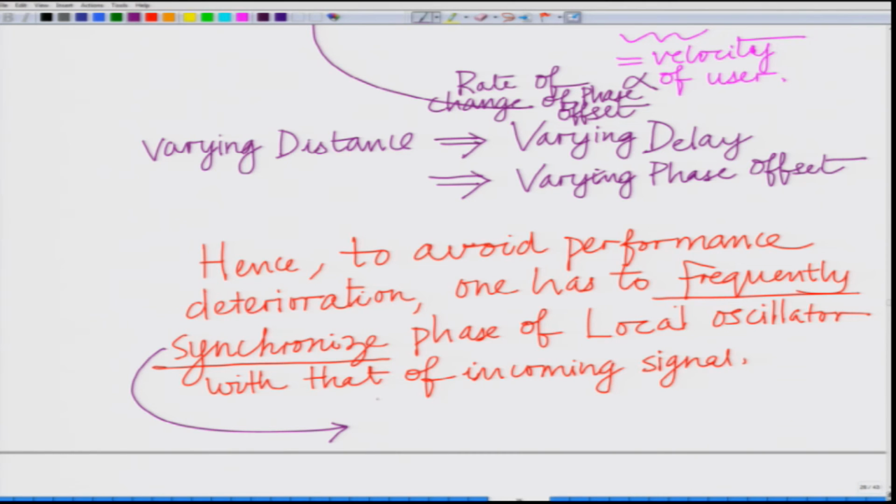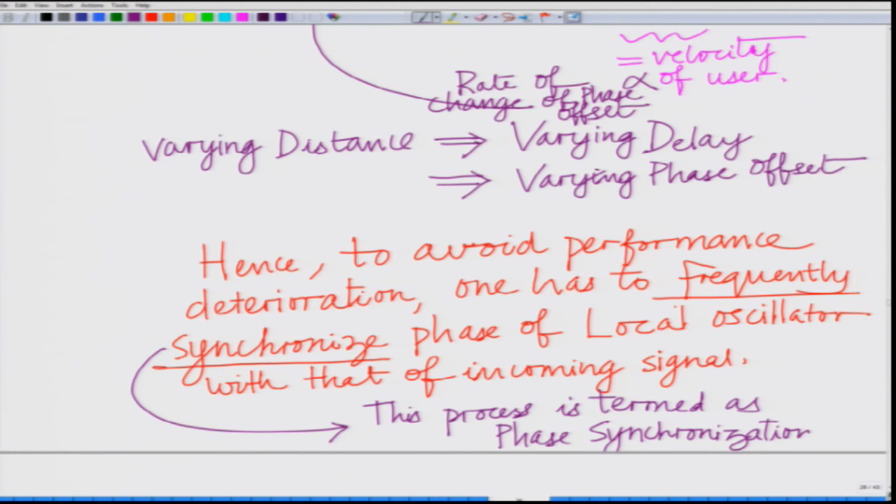This process is termed as phase synchronization, and it has to be carried out frequently in order to avoid any performance deterioration at the receiver. And how is this phase synchronization carried out? This phase synchronization can be carried out with the help of a Costas receiver.